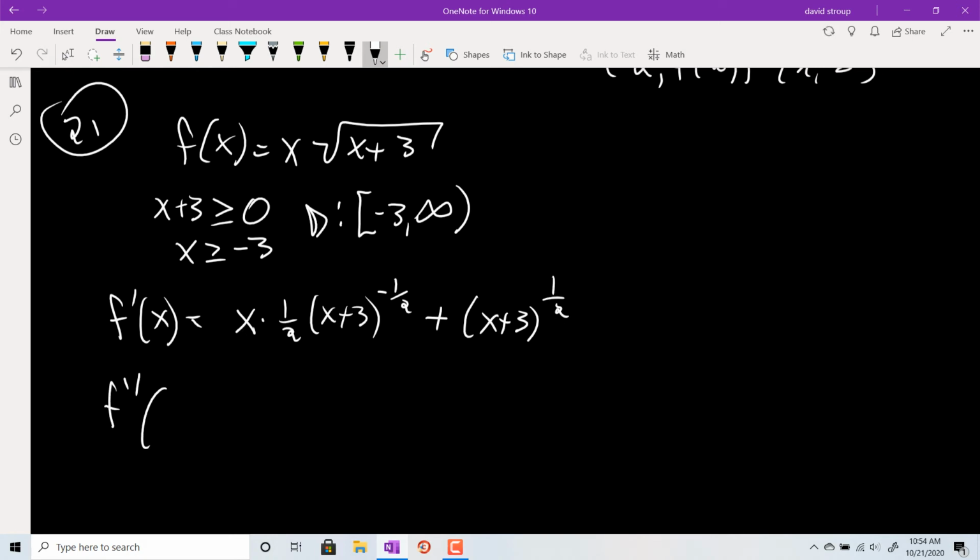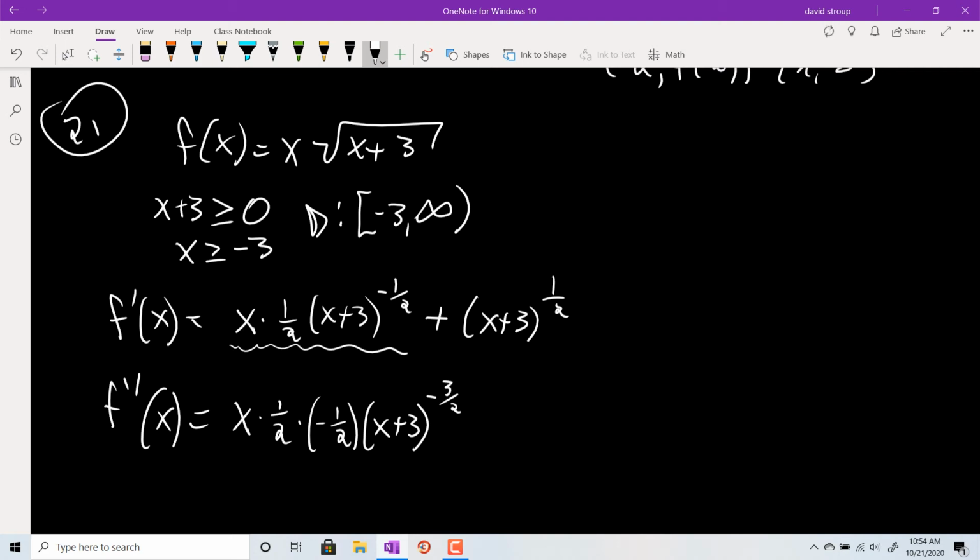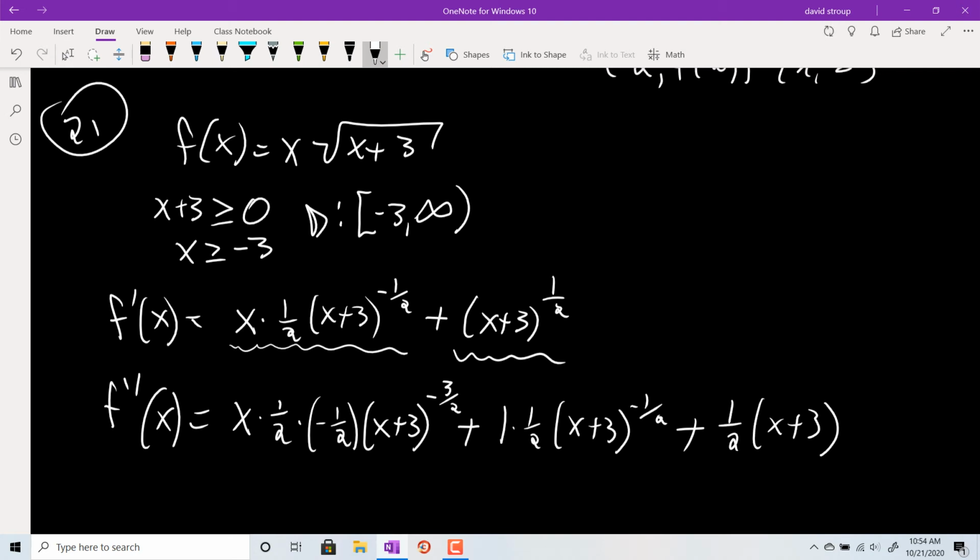I'm going to take the second derivative. Again, I got to do a product rule on this stuff. So I'll have x times 1/2 times -1/2 times x plus 3. So I'm doing a power rule here, to the -1/2 minus 2/2 is minus 3/2. And then plus, now you take the derivative of the x part, so that'd be 1 times the 1/2 times the x plus 3 to the -1/2, plus the derivative of this guy, so that's power rule. So bring down the 1/2, then you have x plus 3 to the 1/2 minus 2/2 is -1/2.